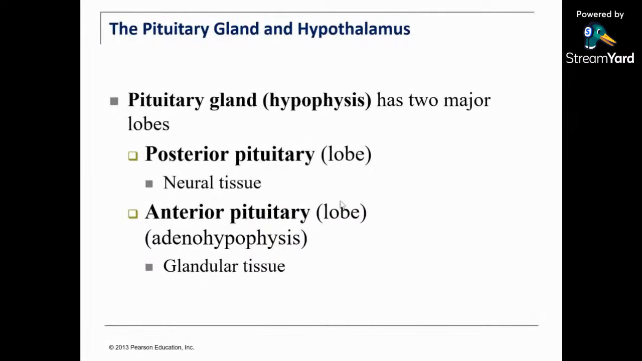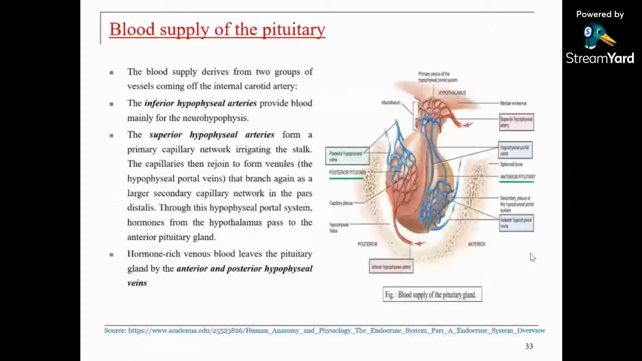The pituitary gland and hypothalamus: the pituitary gland has two major lobes, the posterior pituitary and the anterior pituitary. The blood supply to the pituitary gland derives from two groups of vessels coming off the internal carotid artery. The inferior hypophyseal arteries provide blood mainly for the neurohypophysis, and there is also the superior hypophyseal artery. Hormone-rich venous blood leaves the pituitary gland by the anterior and posterior hypophyseal veins.